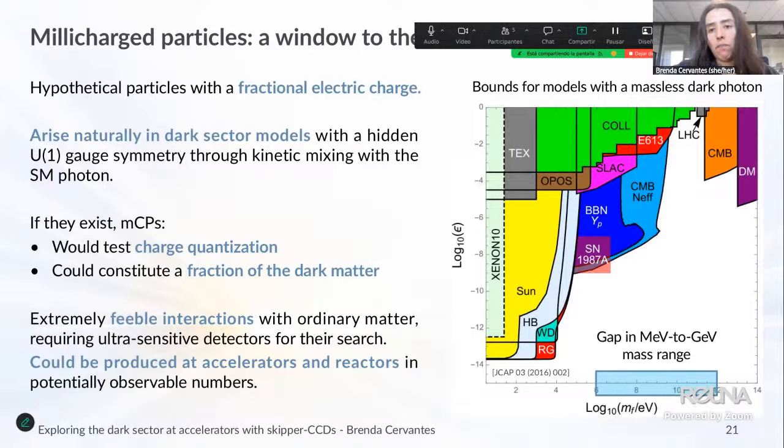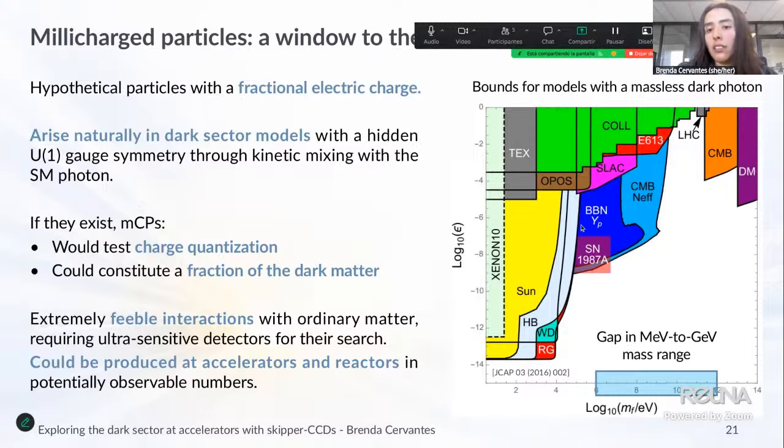Since these will have a fractional electric charge, their interaction with ordinary matter is expected to be extremely feeble. So we require ultra-sensitive detectors such as skipper-CCDs for their search. And it turns out that these particles could actually be produced at accelerators and also reactors in potentially observable numbers.